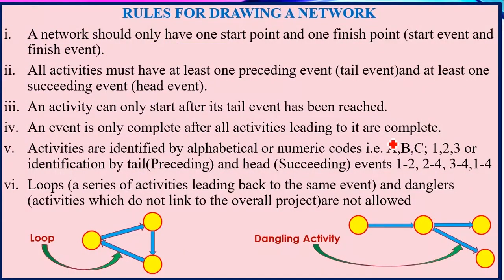For us to be able to draw network diagrams, you need to understand some rules that govern the whole process of drawing network diagrams. And I'm going to look at the rules step by step, starting from the first rule to the last rule. Rule number 1, a network should only have one start point and one finish point. That is, a network should have one start event and one finish event.